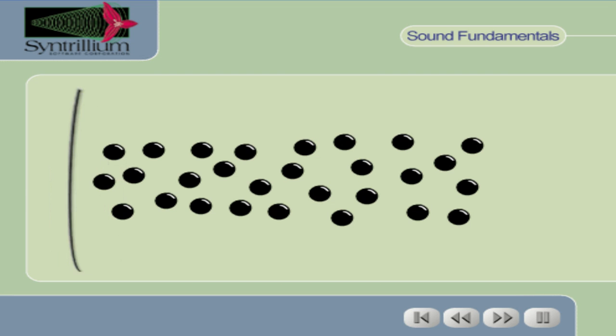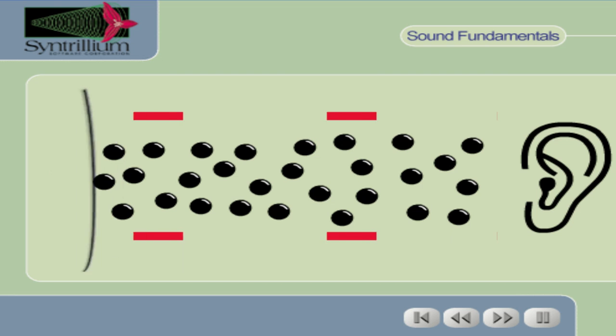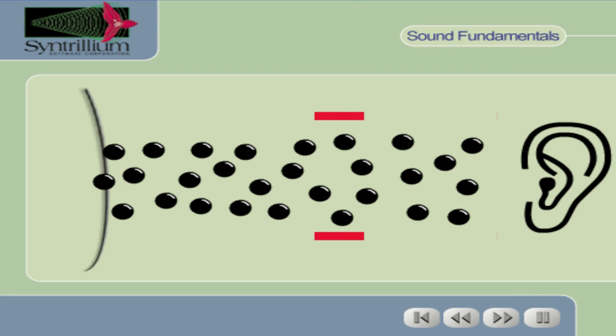The air molecules that are under pressure then push on the air molecules surrounding them, which pushes on the next set of air molecules, and so forth, causing an area of high pressure to move through the air. When these pressure waves reach us, they vibrate the receptors in our ears, and we hear the vibrations as sound.